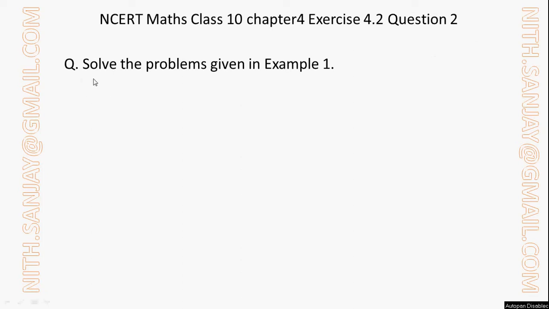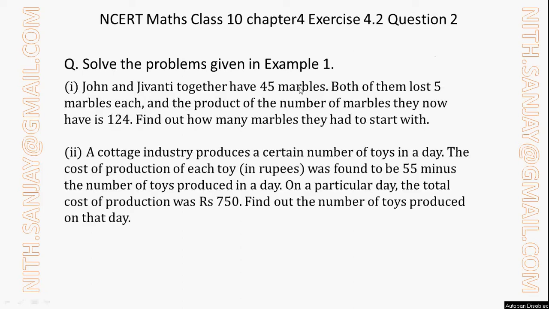Okay, now what does question number 2 say? Question number 2 says solve the problem given in Example 1. If you see Example 1 of this book, you will find two questions. The first one is: John and Jivanti together have 45 marbles. Both of them lost 5 marbles each, and the product of the number of marbles they now have is 124. Find out how many marbles they had to start with.